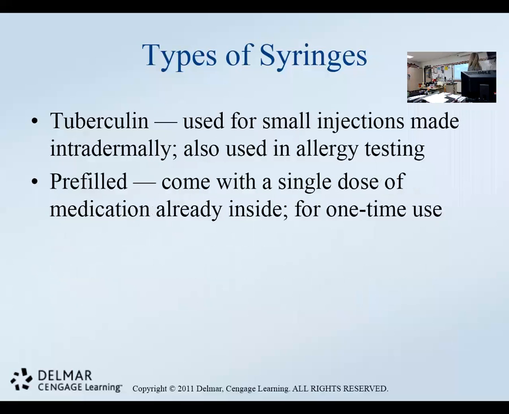There's tuberculin syringes, which are teeny little syringes used for small injections made intradermally. Okay, remember when you got your TB? It just went right under your skin, intradermal. And then pre-filled. Sometimes syringes come pre-filled. They already have something inside of them.